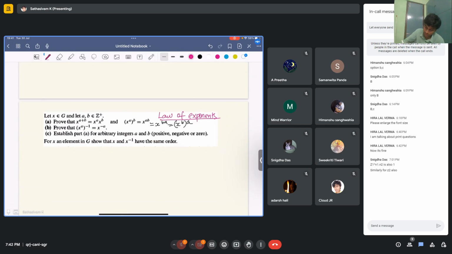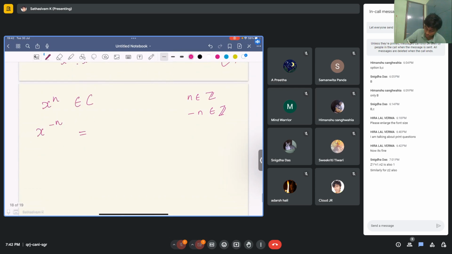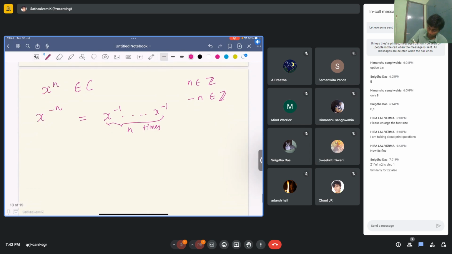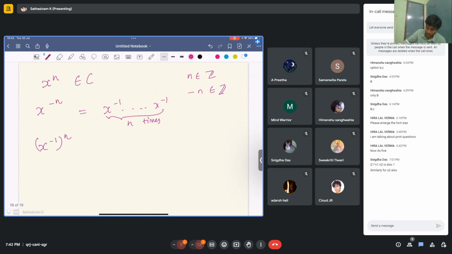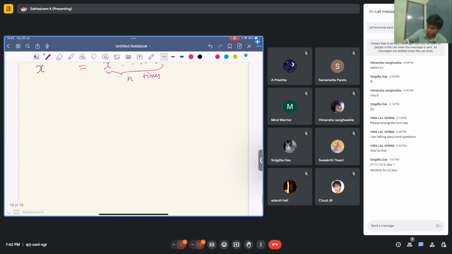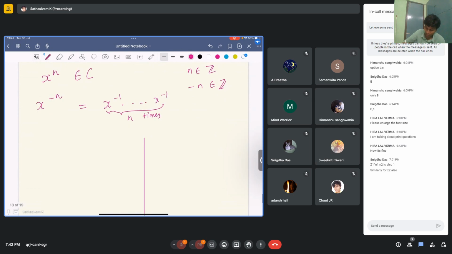So x power minus n is basically, by definition, x inverse multiplied n times. But we know that this is equal to x power minus 1, to the power n. So we can write like that. So my claim is x power minus n is the inverse. Well, I think you can directly do it. You don't have to worry about that. Probably I will do two proofs. Both of them are the same, but I will do it just so that you can see.